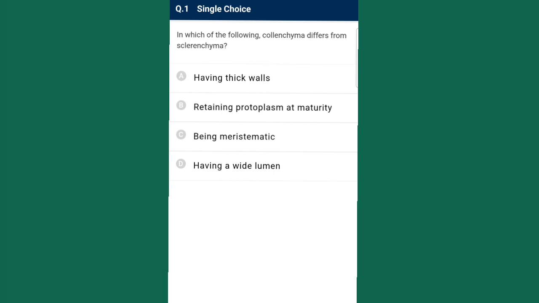Question number 1. In which of the following collenchyma differ from sclerenchyma? Collenchyma are living mechanical cells. They have non-uniformly thick walls which is mainly made up of pectin. They retain protoplasm at maturity. So the answer for this question is option B, retaining protoplasm at maturity.